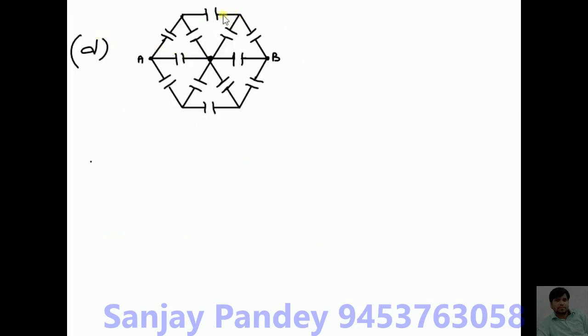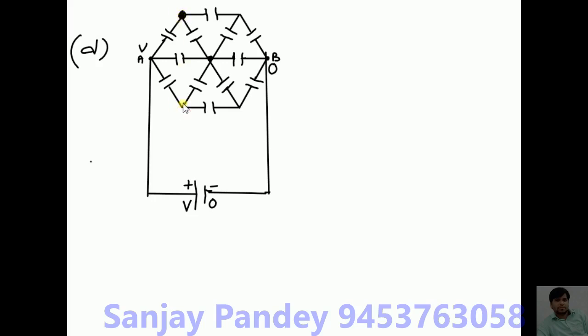In this circuit, we have to calculate the net capacitance between these two terminals A and B. For this, we connect these terminals with a virtual battery. Let the voltage at the positive terminal of the battery be V and the negative terminal of the battery be 0. So the potential at point B will be 0 and at point A it will be V. Now this position is symmetric with this position, so these points are equipotential points. Let the potential at this point be V1.